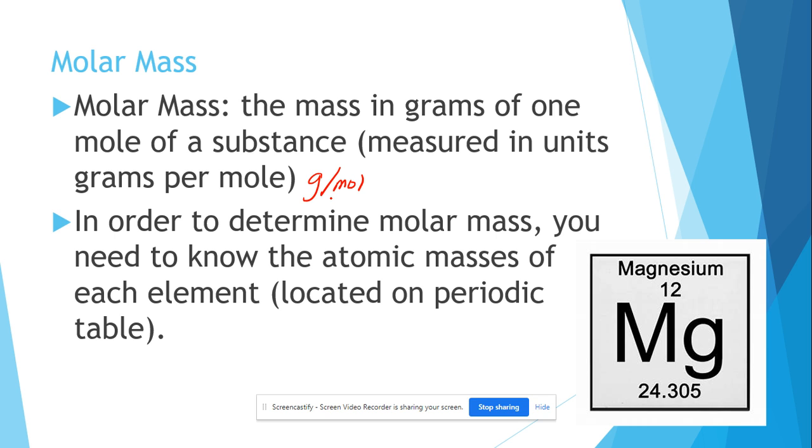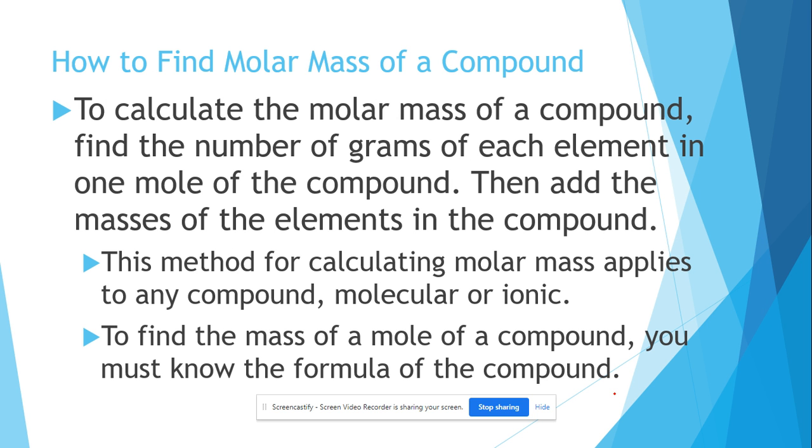In order to determine molar mass, we have to know where to find the atomic masses of each element. These are located on the periodic table. For example, on the periodic table, your atomic mass is going to be this number right here on the bottom. Most of the time, they will have a decimal. So magnesium, again, is 24.305. So how do I find the molar mass of a compound?